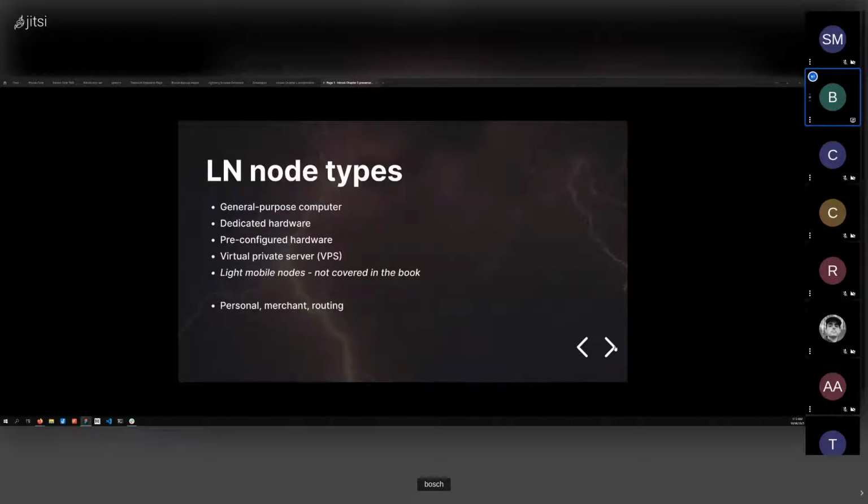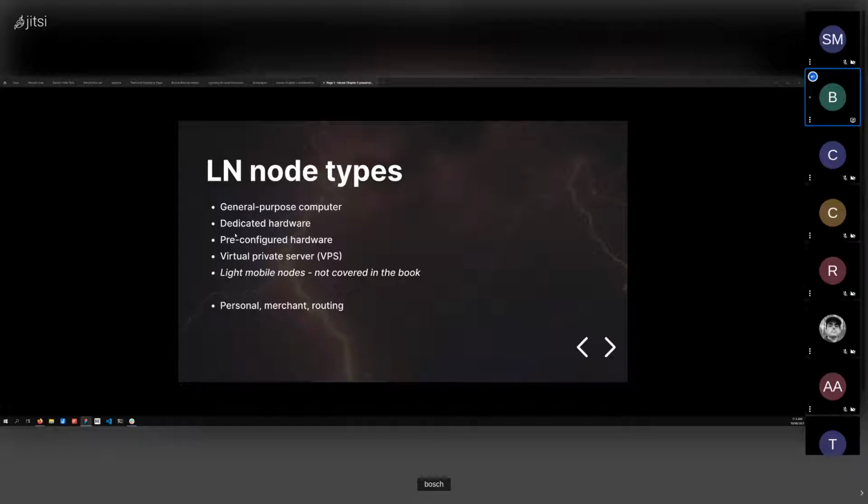So there are some types. I segmented this into two parts. The second part is more like categories, so it's not really necessarily a type. The types I have listed at the top are just where you would run the Lightning node. You can run it on your home desktop, a general purpose computer, dedicated hardware, a Raspberry Pi, a Rock 4, or various other single board computers. Or pre-configured hardware, or a virtual private server, like I mentioned before, which is pretty much using someone else's computer to store your Lightning node.